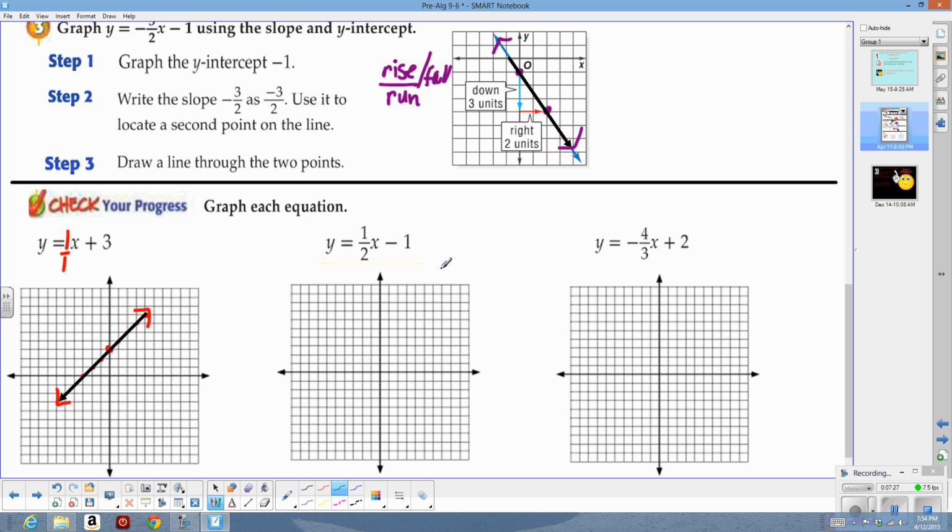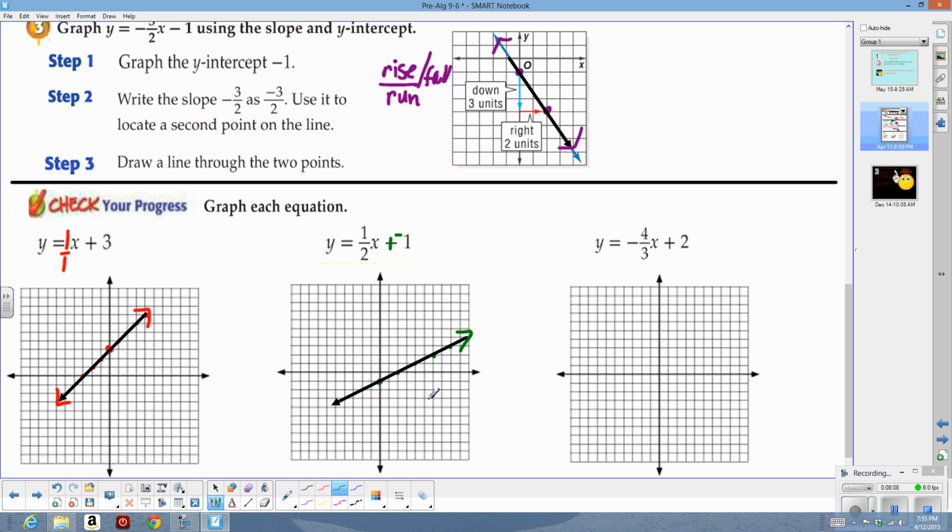Our next example, y equals 1/2 x minus 1. We're going to start by plotting the y-intercept, which is negative 1. So I'm going to go to negative 1 on the y-axis and put a point. And now the slope is 1/2, rise over run, rise 1, run 2. So rise 1, run 2, and repeat that several times, and then go ahead and connect those with a straight line and put arrows on both ends to show that it keeps going.